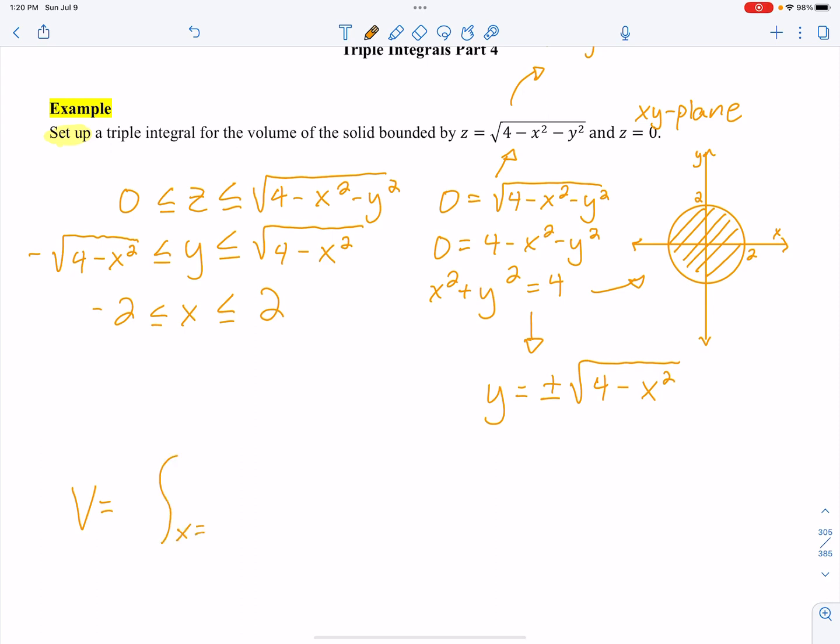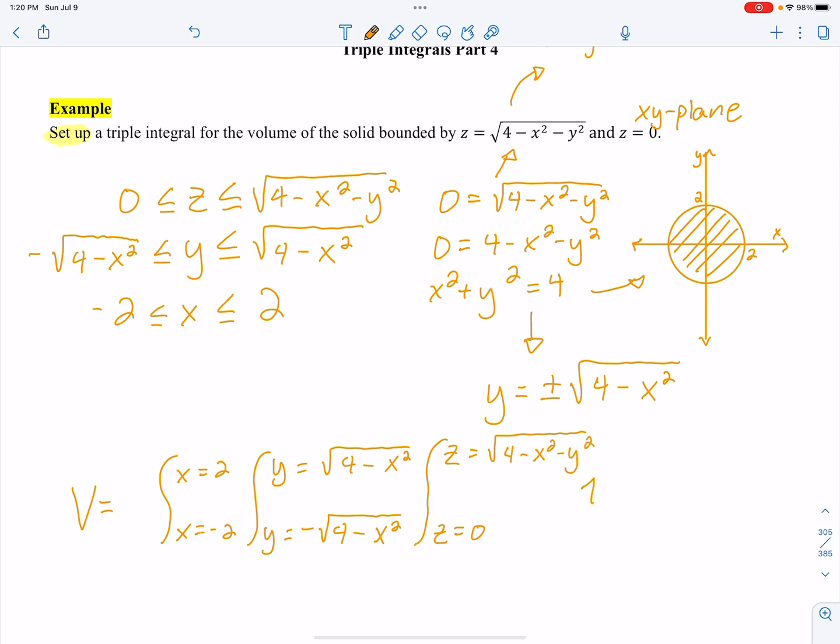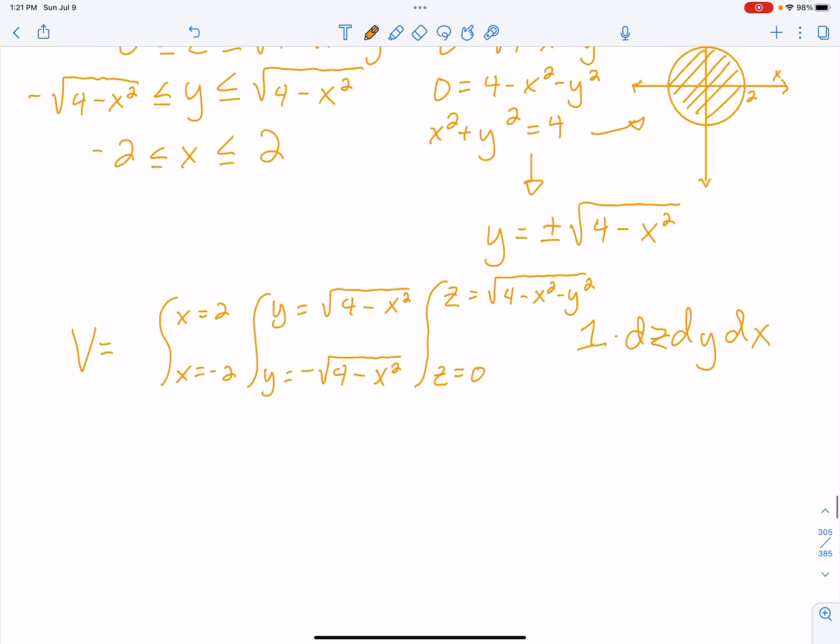This is going to be x equals negative 2 to x equals 2. We have y equals negative square root of 4 minus x squared to y equals the square root of 4 minus x squared. And then z is caught between 0 and the square root of 4 minus x squared minus y squared. Anytime I want to find volume, I put a 1 in the integrand if they gave me x, y, and z. And then it's going to be times dz, dy, dx. Just make sure to put these in the right order with our bounds. So there's our integral set up, nice and pretty.